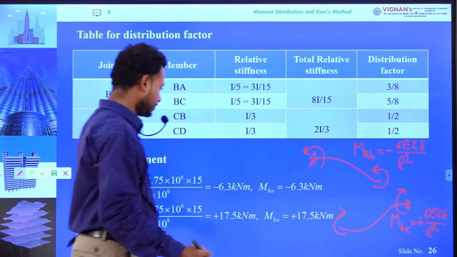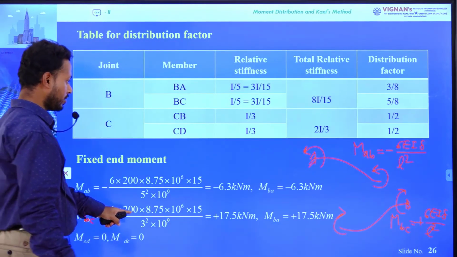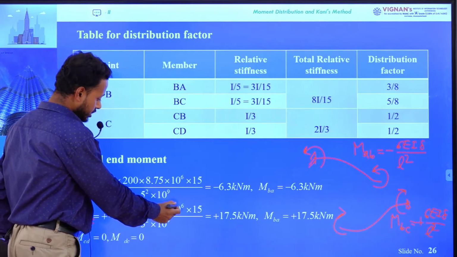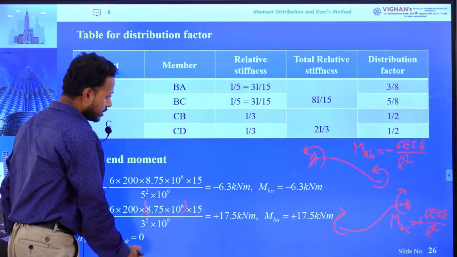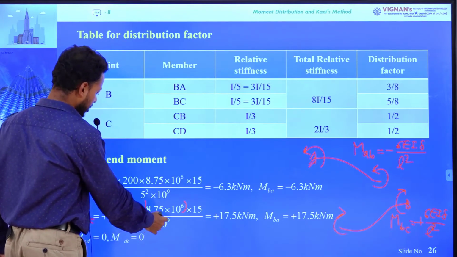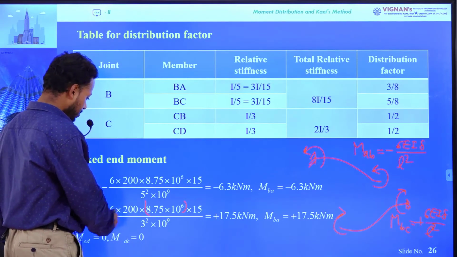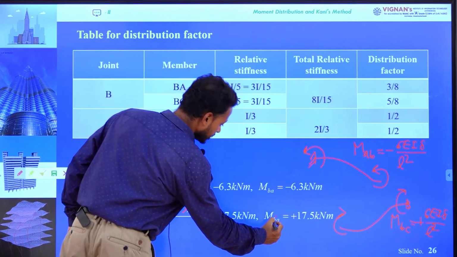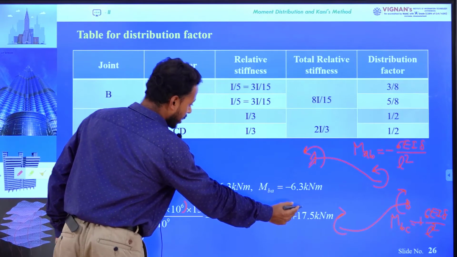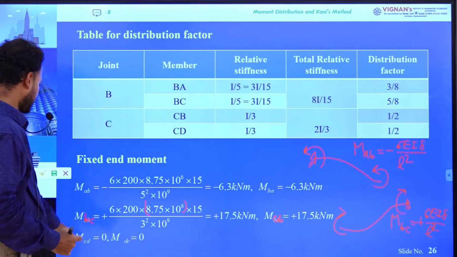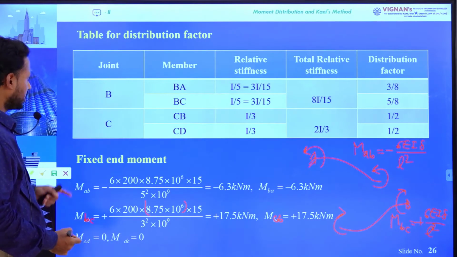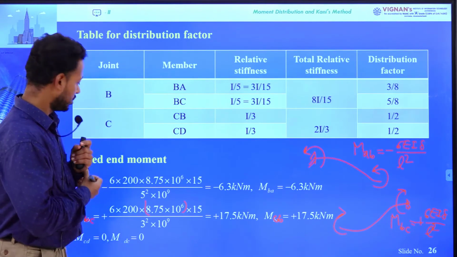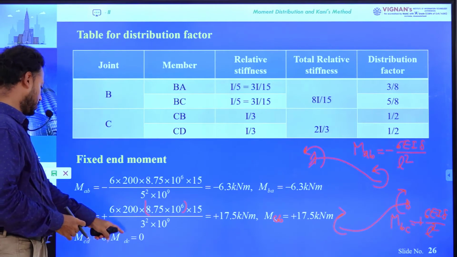So in this case, I will find out the value of 6 EI delta by L square. This is E, 8.75 times 10 to the power 6 is the I value, delta is 15 mm, and L square. So I have found MBC equals 17.5 kilonewton meter and MCB equals 17.5 kilonewton meter, right? In case of CD, there is no fixed end moment because the support does not sink at all. So CD will be 0 and DC will be 0.